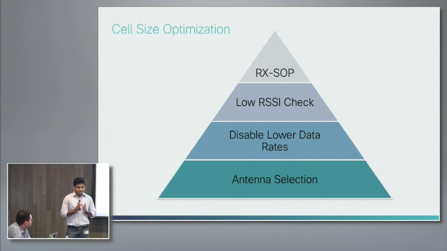So what is RX-SOP? It is the receiver start of packet. In technical terms, it's the sensitivity of the AP's radio to either hear packets or ignore them. Basically, imagine a Cisco AP with an earmuff. It can tune its earmuff to either hear or ignore packets of a particular RSSI. This is the challenge being addressed by RX-SOP.